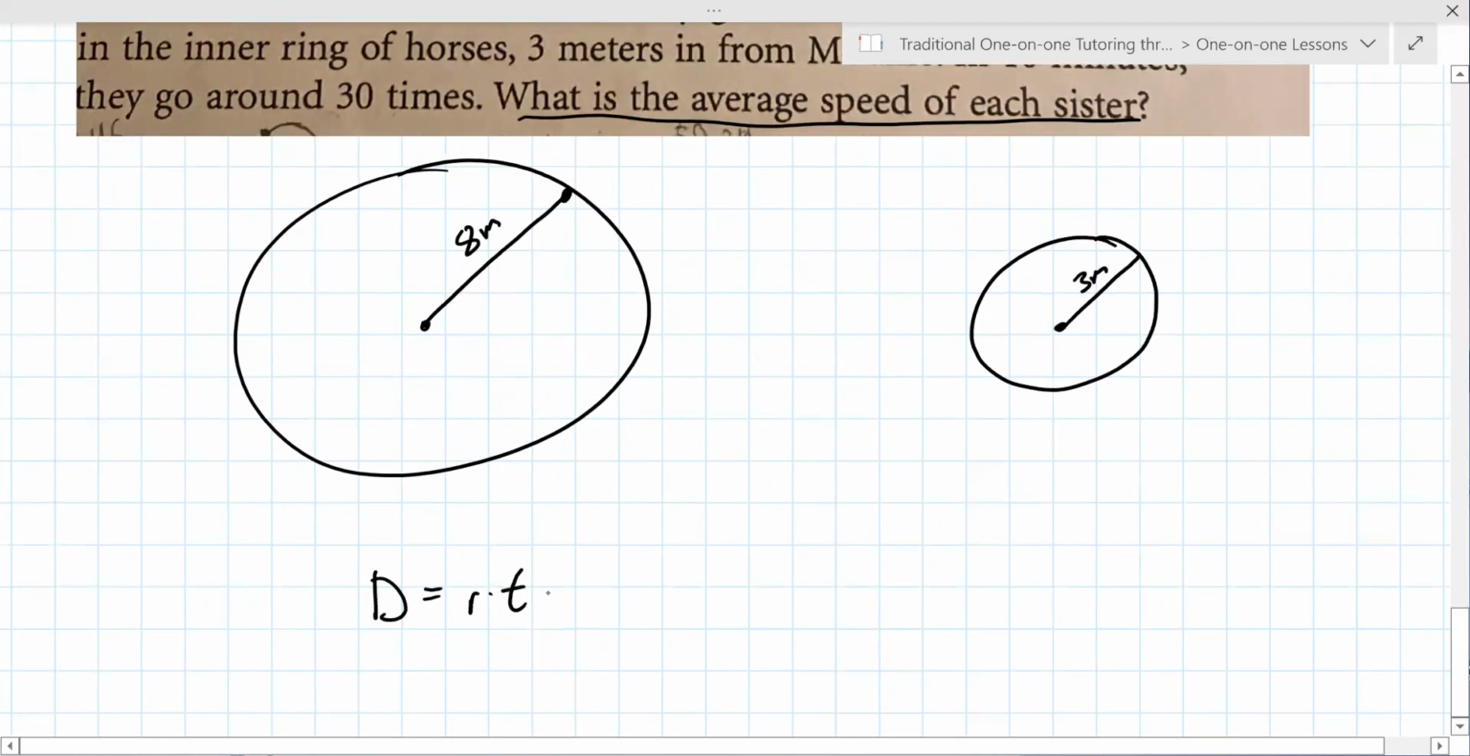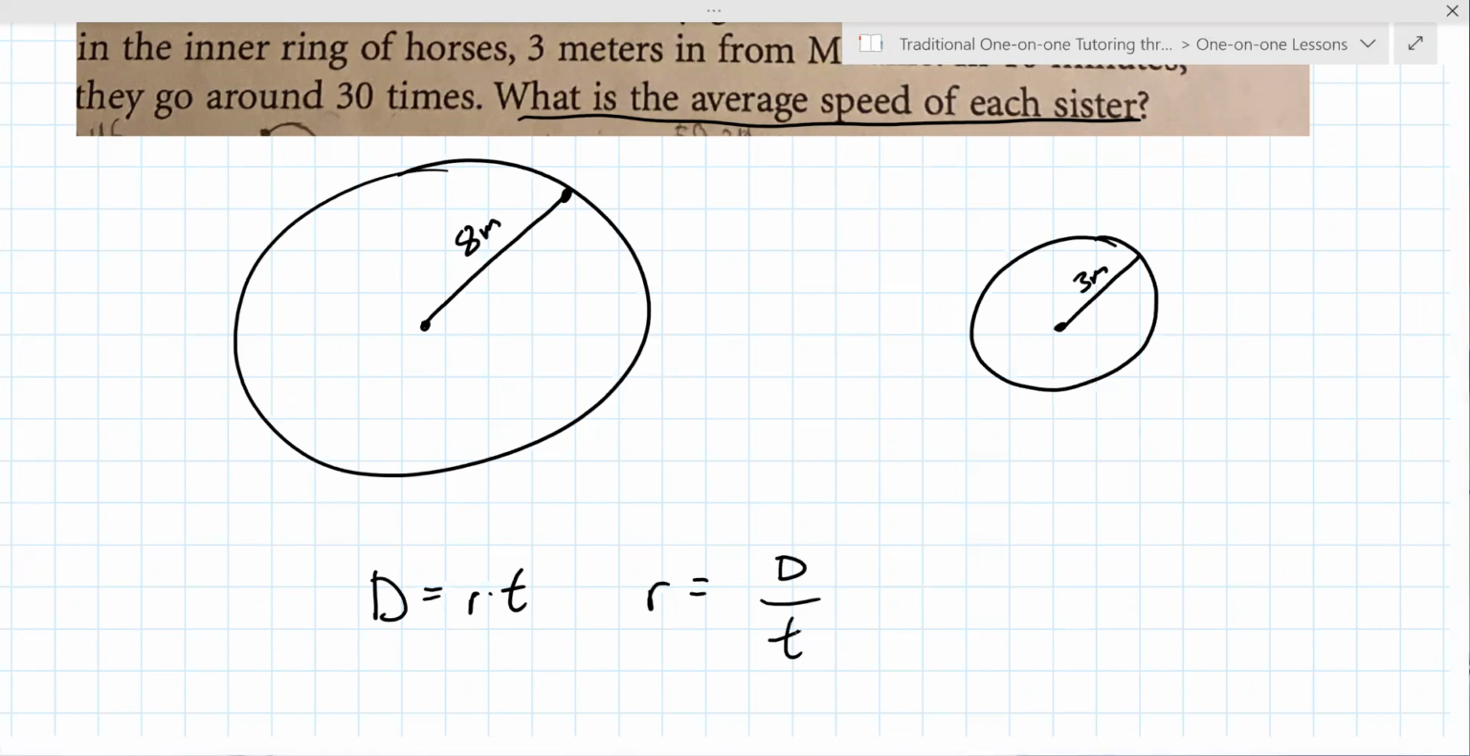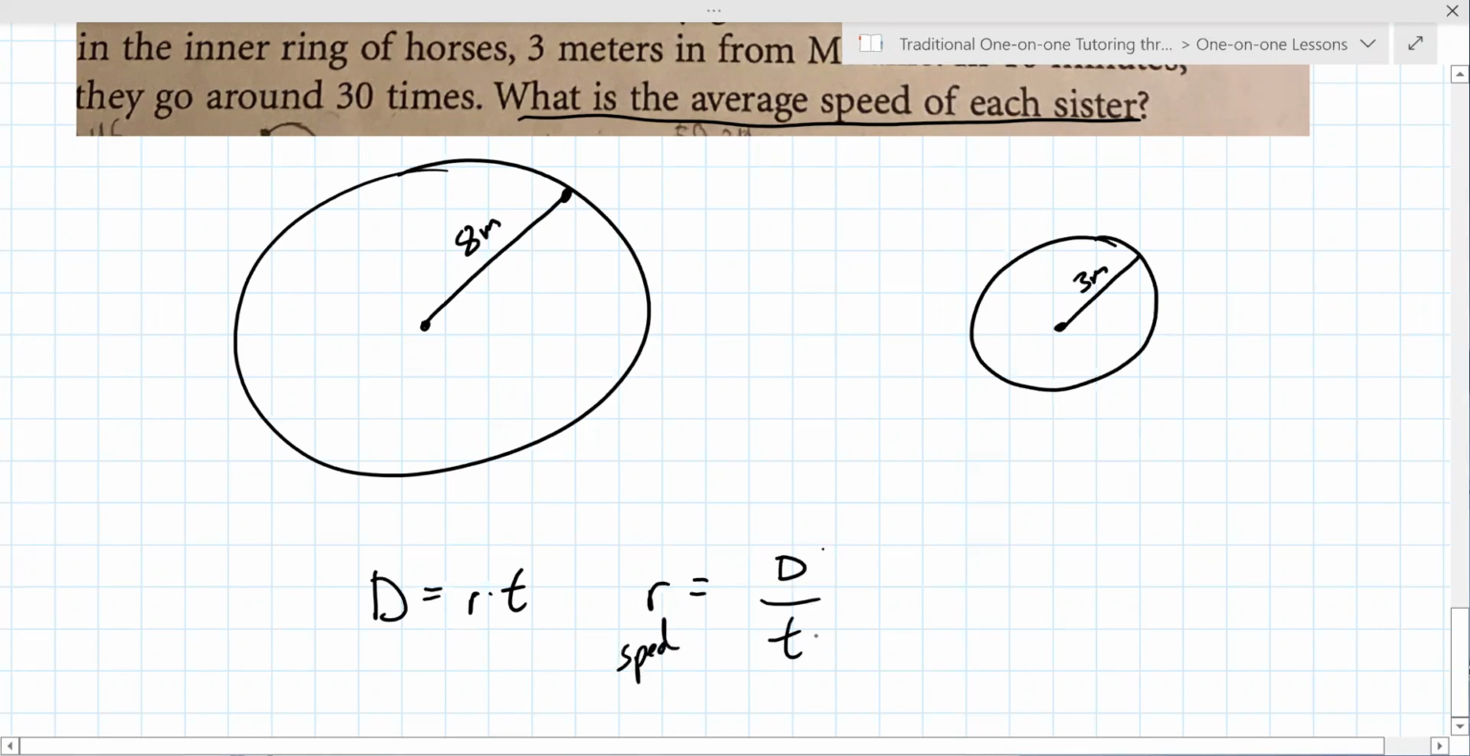Distance is rate times time. Their speed, their rate, is the distance traveled over the time. So the rate is the distance over time. When you're in your car driving down the road with your friends, if you go 10 miles in 10 minutes, that's a rate. Distance over time. Rate is really speed. It's the distance you go over the time it takes you.